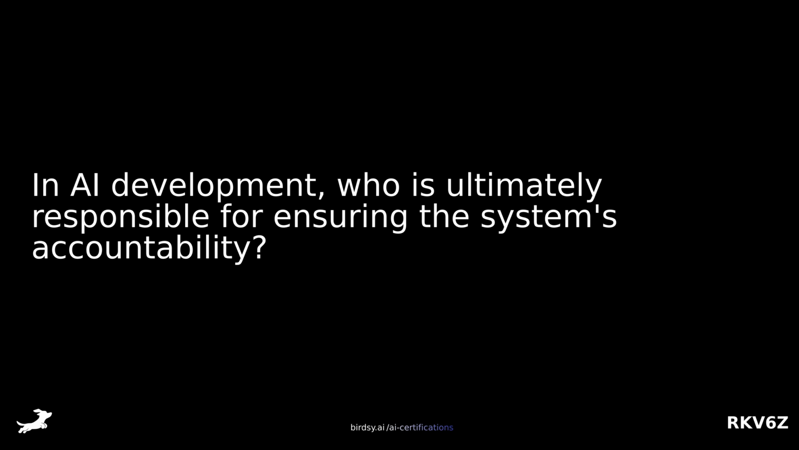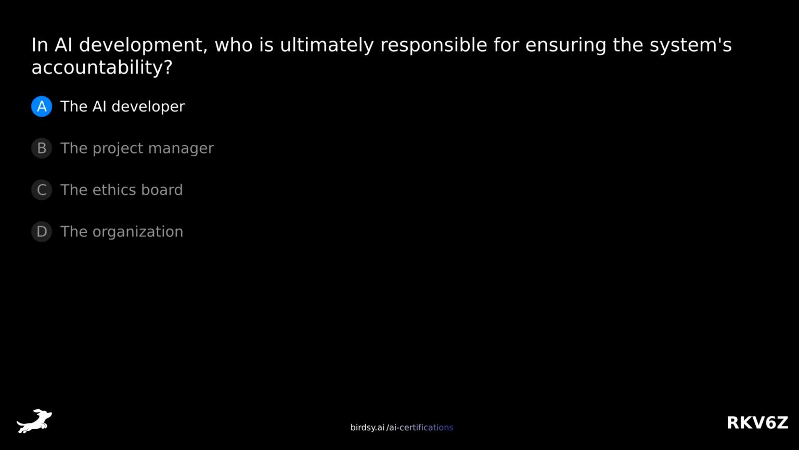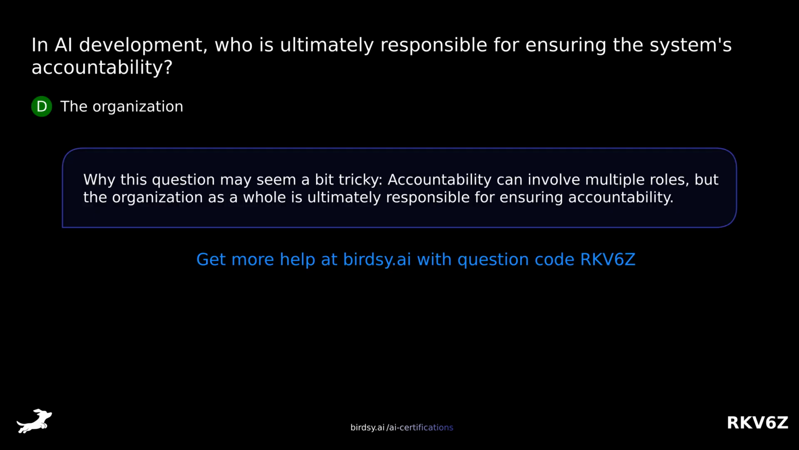In AI development, who is ultimately responsible for ensuring the system's accountability? Is it A. The AI developer, B. The project manager, C. The ethics board, or D. The organization? The answer is D. The organization. Why this question may seem a bit tricky. Accountability can involve multiple roles, but the organization as a whole is ultimately responsible for ensuring accountability.